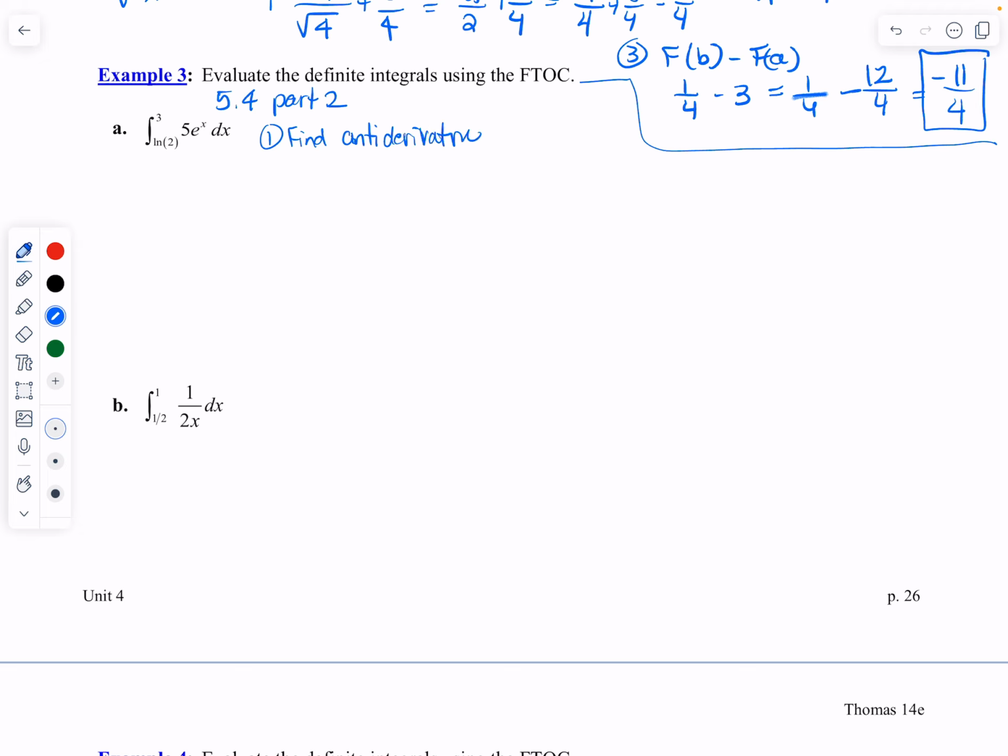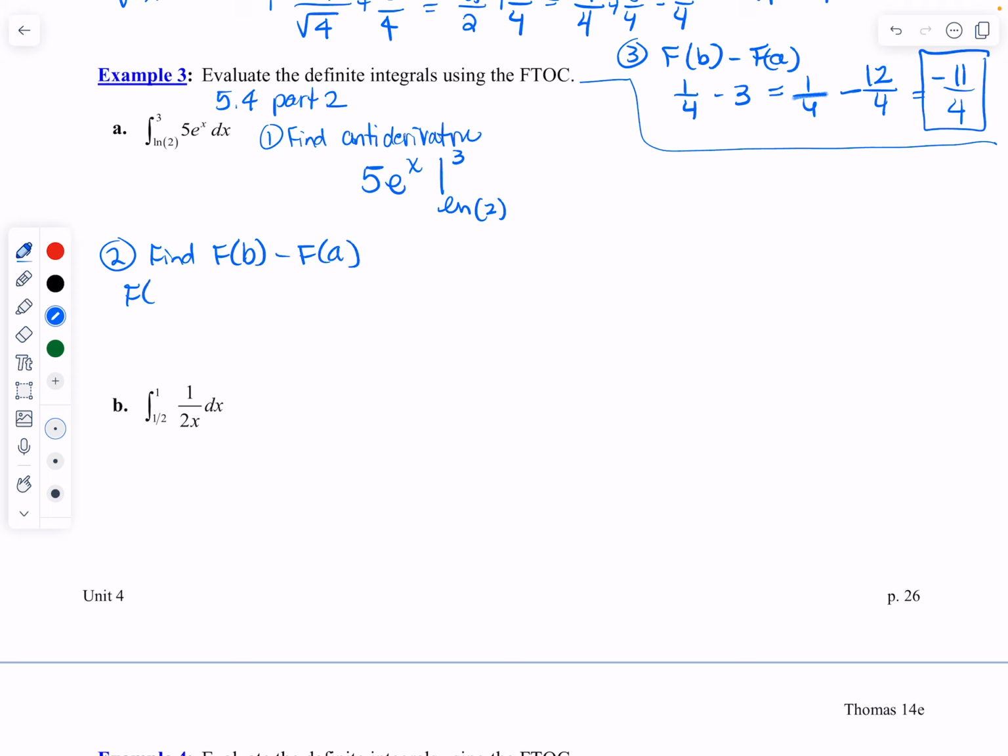Okay, so I find the antiderivative. I'm going to pop out the 5 because that's a coefficient, and I'm going to take the antiderivative of e to the x, which is my favorite, e to the x. Now I'm going to evaluate that from ln 2 to 3. Okay, so step number 2 is find F at b minus F at a.